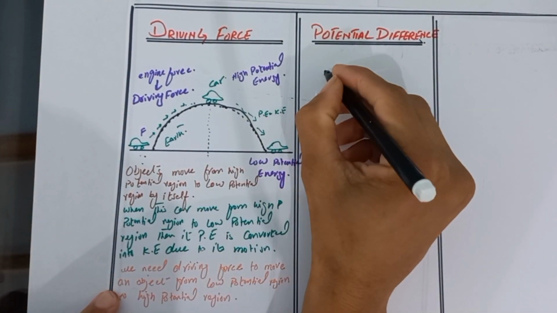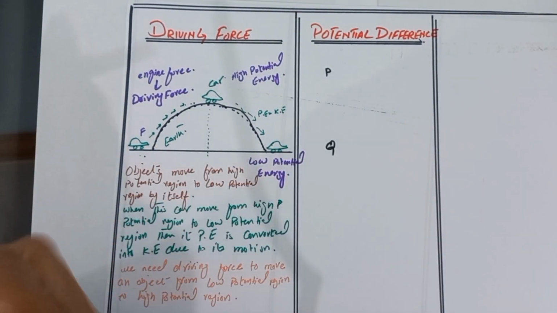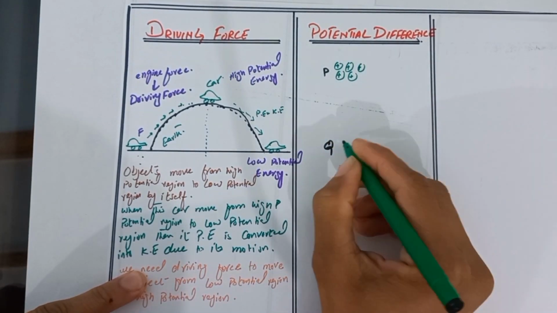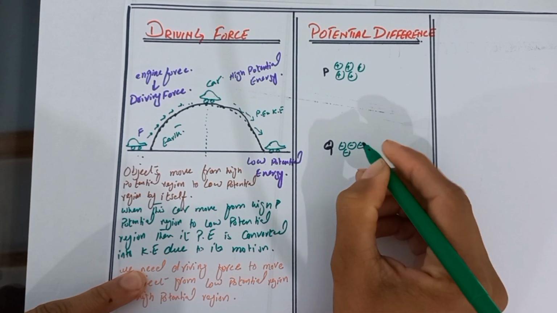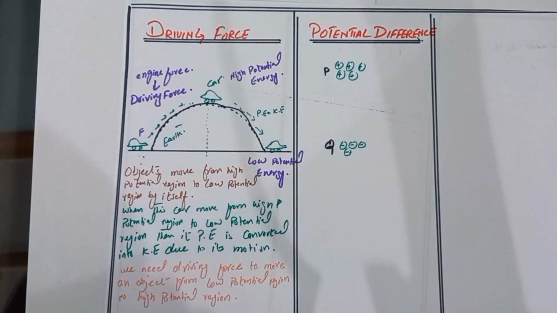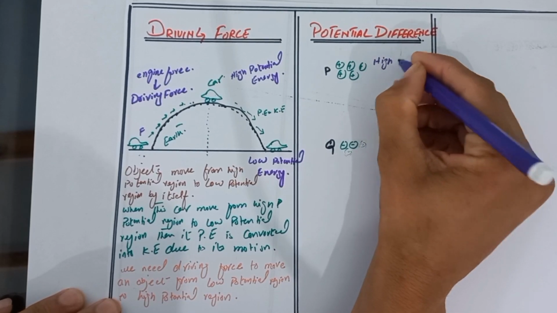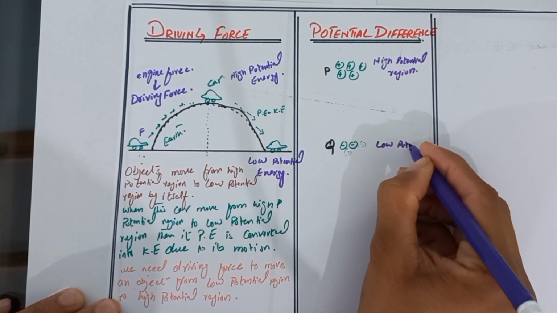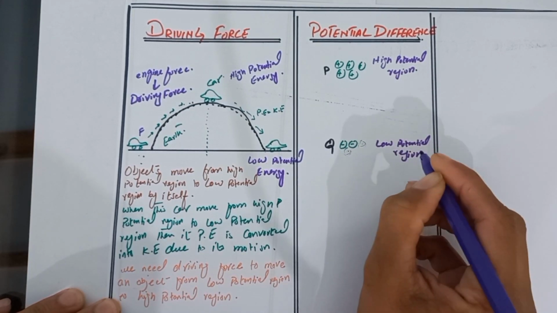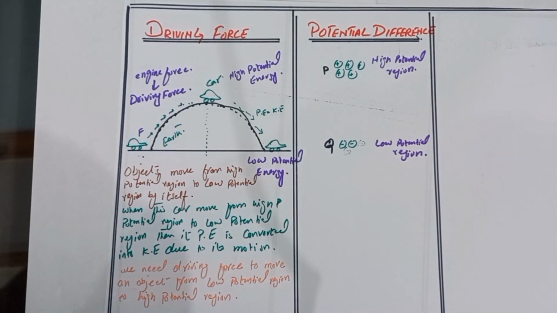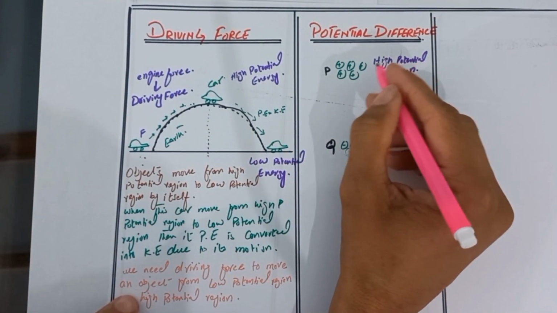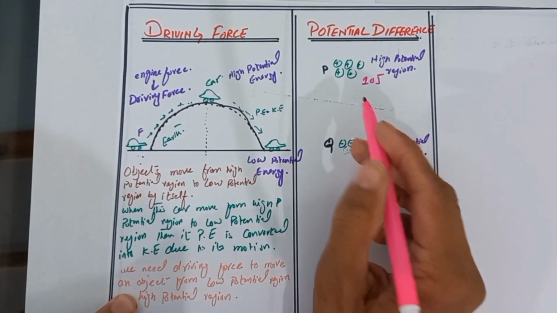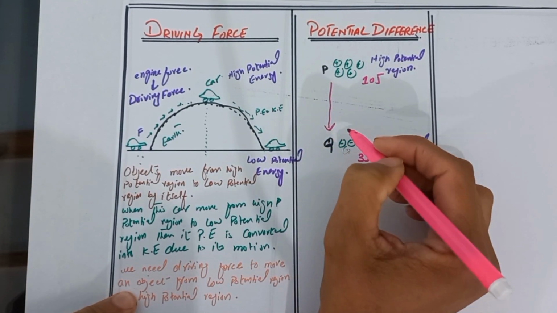Now let's consider two points P and Q. Let's consider point P has 5 charges and point Q has 2 charges. Let point P be at a high potential region and point Q at a low potential region. Now let the electric potential energy of charges at point P be 10 joule and the potential energy of charges at point Q be 3 joule. Charges move from a high potential region to a low potential region by itself.